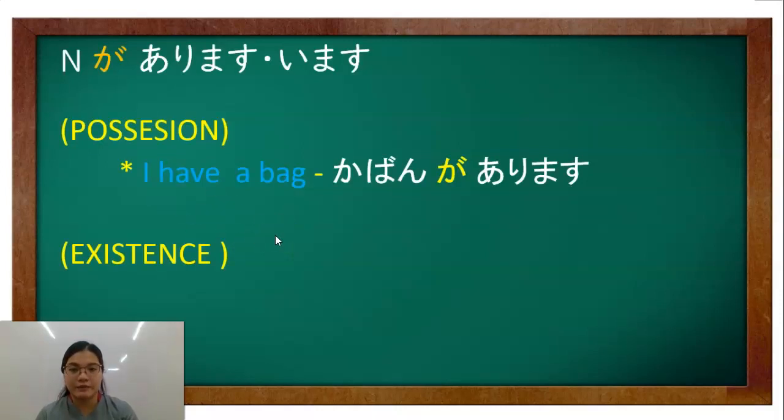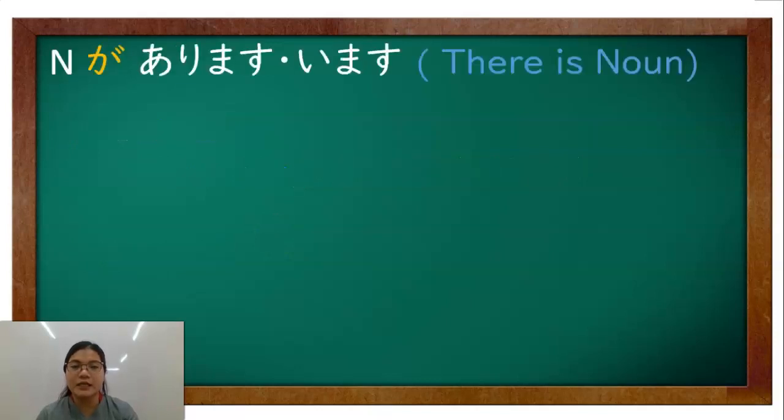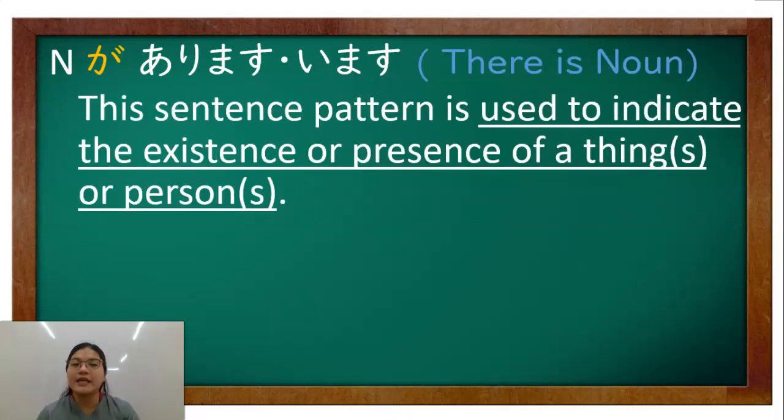Now, in this lesson, we will emphasize the other usage of this sentence pattern, which is existence. We will emphasize that there is a noun. This sentence pattern is used to indicate the existence or presence of a thing or person. So, ginagamit ang sentence pattern na ito para ipaliwanag mo or sabihin mong nag-i-exist si noun dyan.